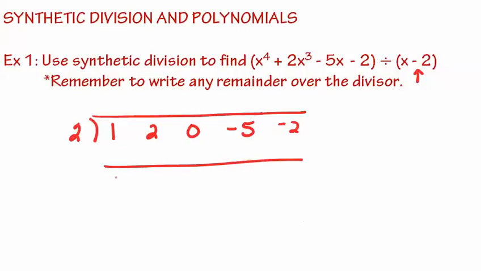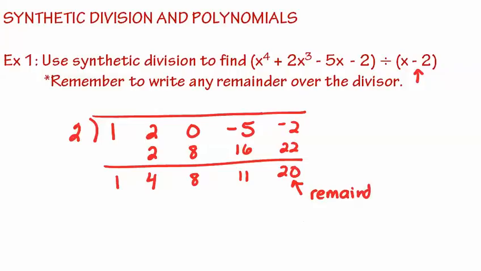We bring down the value of 1, and then diagonally we multiply 2 times 1, and we add our column. We multiply diagonally, and we add the column, multiply, add the column, multiply, and add the column. And this value is our remainder. So what did we just find out when we take our original problem?